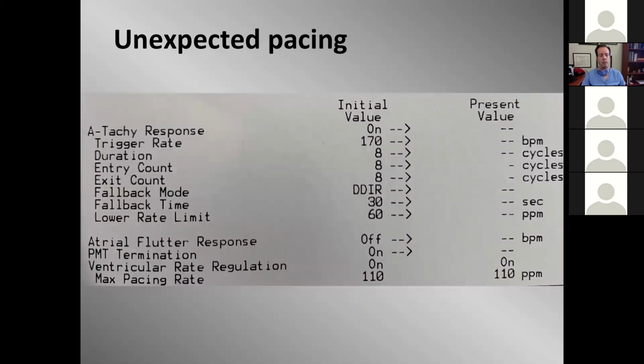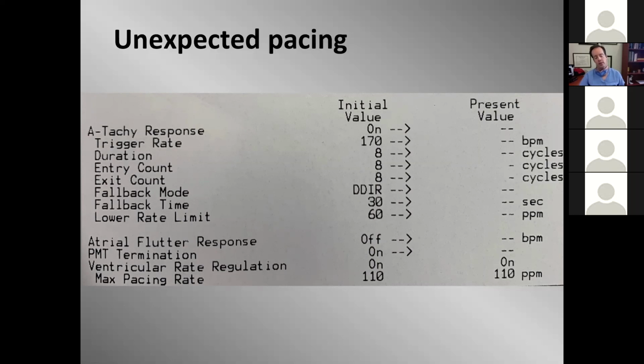It's not rate smoothing. It's not any kind of programming thing. It's VVI 40. And so we scan all these special bells and whistles, and then we see that the ventricular rate regulation is on. And ventricular rate regulation is a form of rate smoothing, but is not rate smoothing.